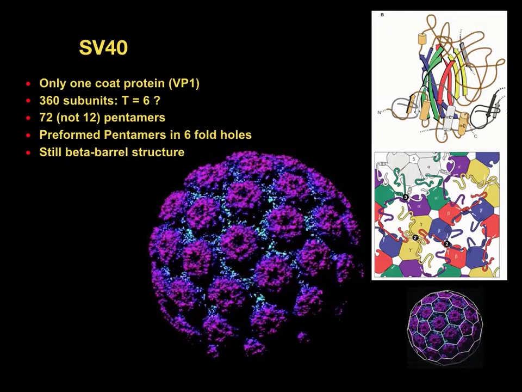Then we have viruses like this one, SV40. This one is formed by just one type of protein, so it doesn't have what's called pseudo-equivalence, and it has 360 subunits, which is very strange because there is no way to get a T number of 6 by triangulation. So what this virus is doing is fitting pentamers where we should have hexamers. So this is what it would look like. We would have a pentamer here, here, and here. But these hexagons actually contain pentamers.